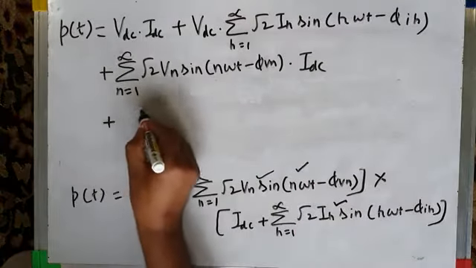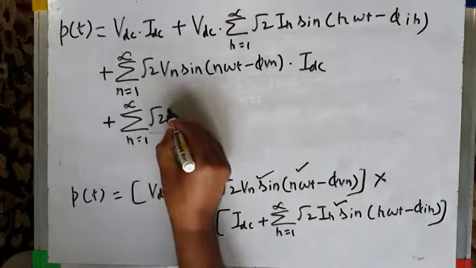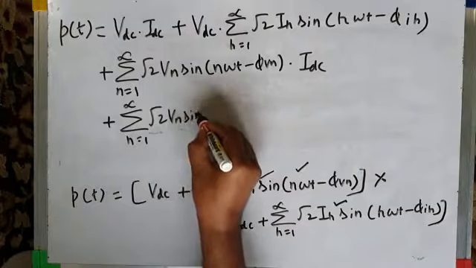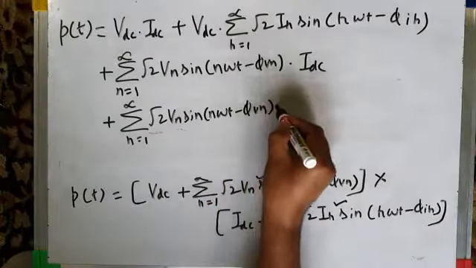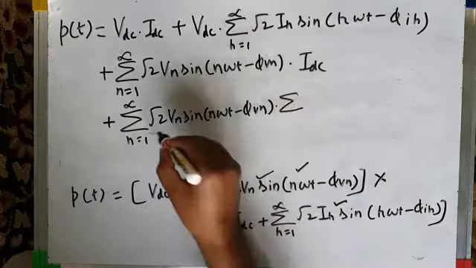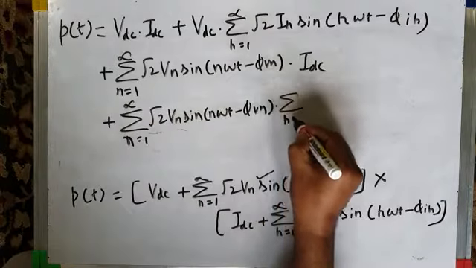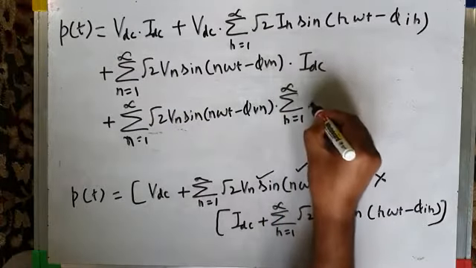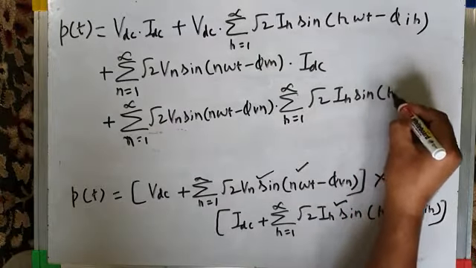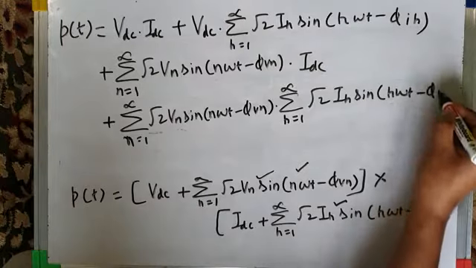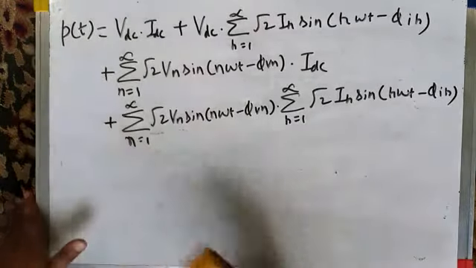So plus summation n = 1 to infinity of root 2 Vn sin(n omega t minus phi Vn) into current. This is voltage multiplied by current. Here it is n, here it is h = 1 to infinity of root 2 Ih sin(h omega t minus phi Ih). So this is the mathematical expression for instantaneous power.